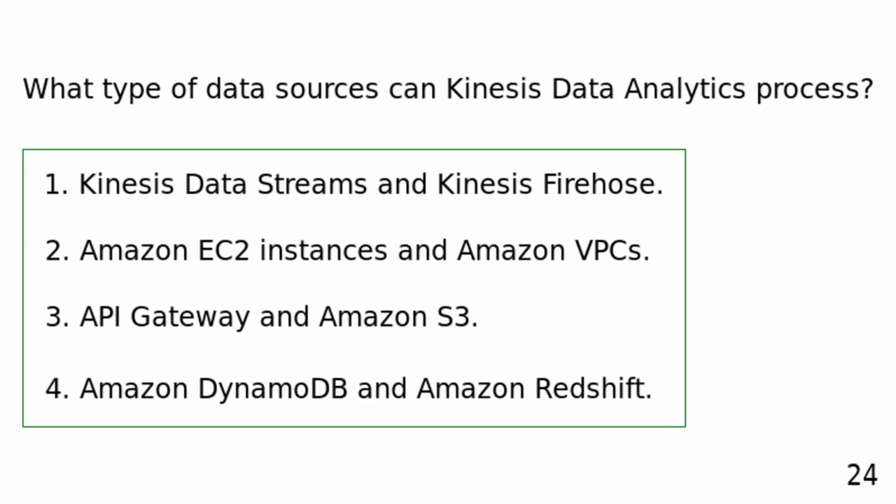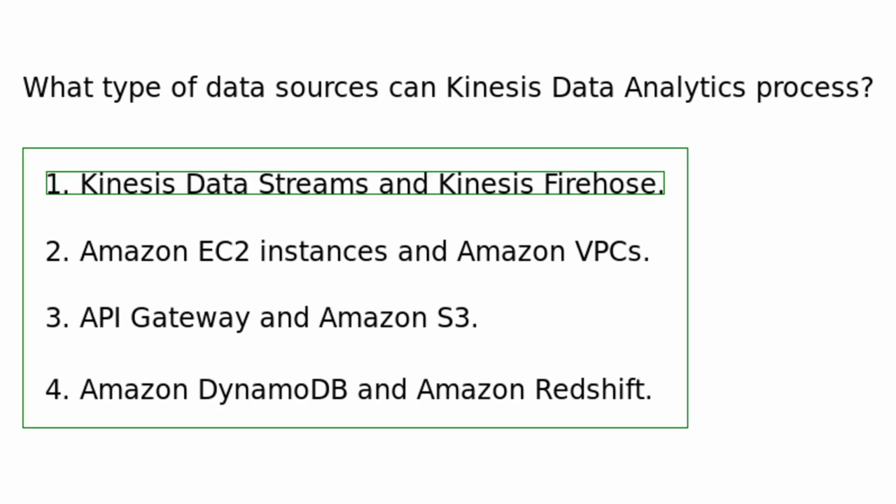What type of data sources can Kinesis data analytics process? Kinesis data streams and Kinesis firehose. Amazon EC2 instances and Amazon VPCs. API Gateway and Amazon S3. Amazon DynamoDB and Amazon Redshift. Kinesis data analytics integrates with streaming data sources offered by AWS.